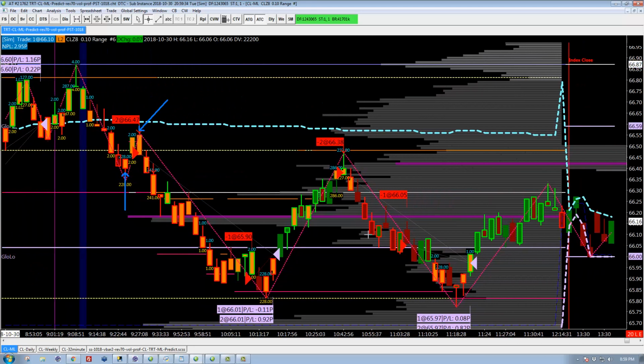But then it does it again. Another short right there. And what's happening here is you're approaching that low volume node, so you're getting signals because of that. That's why the bars are orange. And 286, I don't remember what it is off the top of my head.